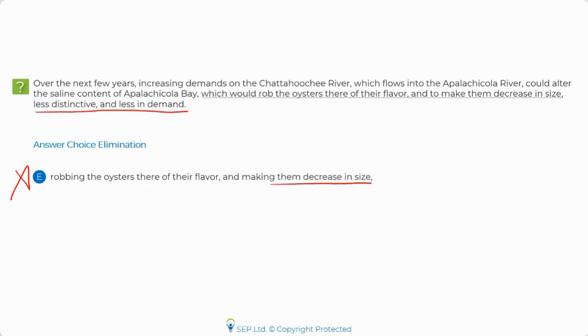All right, guys. Are we all clear here? Any queries? So Kabir, how come they are parallel? What is parallel, Kabir? So smaller is a comparative adjective, less is a comparative adjective, therefore they are all parallel. Smaller, less distinctive, less in demand.